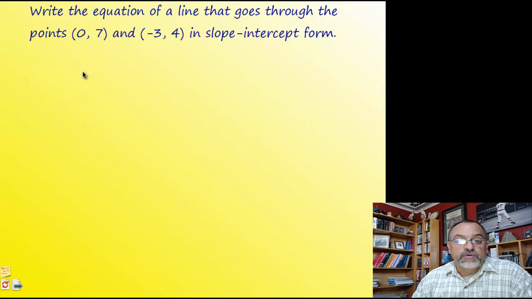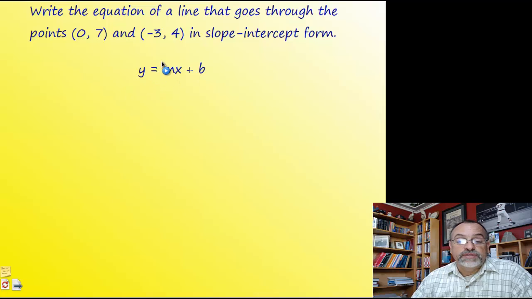So for example, we want you to write the equation of a line that goes through these two points, (0, 7) and (-3, -4), and then we want you to put that in slope-intercept form. Now you'll notice this has an x-coordinate of 0, so right away I should recognize that this value here is my y-intercept, so that's going to be my b. Now I'm given two points, I'm not given the slope, so I'm going to need to calculate the slope, and we're going to calculate the slope again using our slope formula.